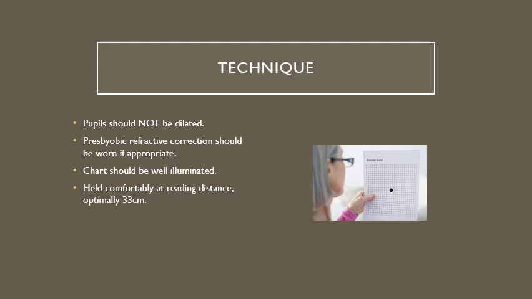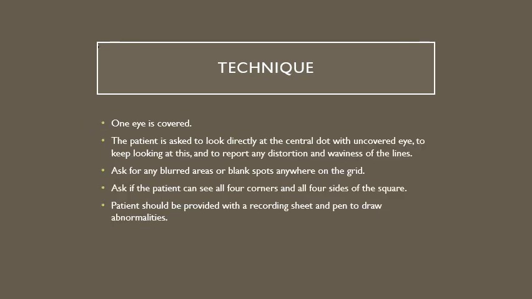What is the technique? The technique is that pupils should not be dilated, and if the person is presbyopic, he or she should wear his or her correction at that time. The chart should be well illuminated, and the chart should be held at a reading distance which is 33 centimeters.